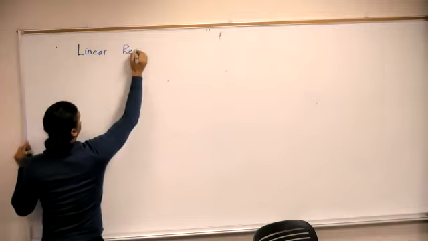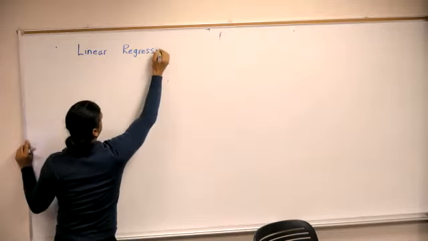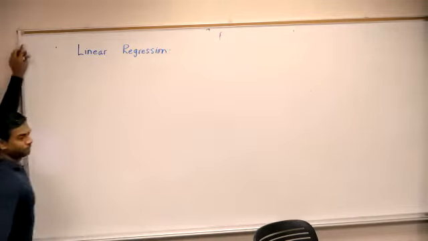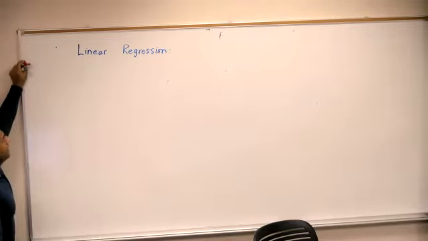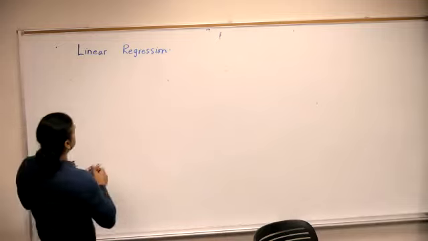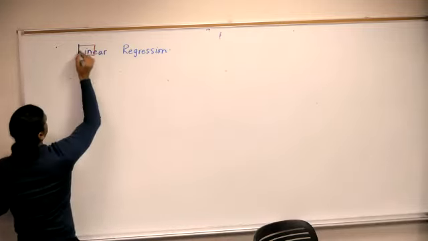What does linear mean? Straight. Then, what is the root word in linear? Line. So the underlying pattern is a line.